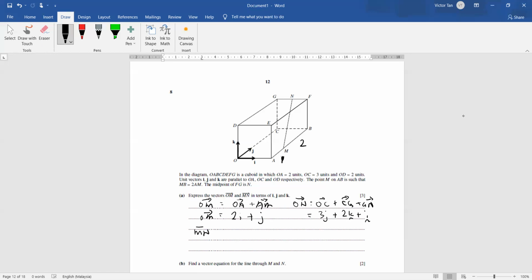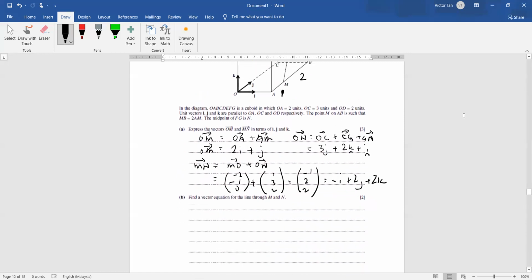For MN, I'm going to write it in column vector form. It's easier to write now. It is MO plus ON. MO is (-2, -1, 0) plus ON is (1, 3, 2). This is (-1, 2, 2), that is minus i plus 2j plus 2k.